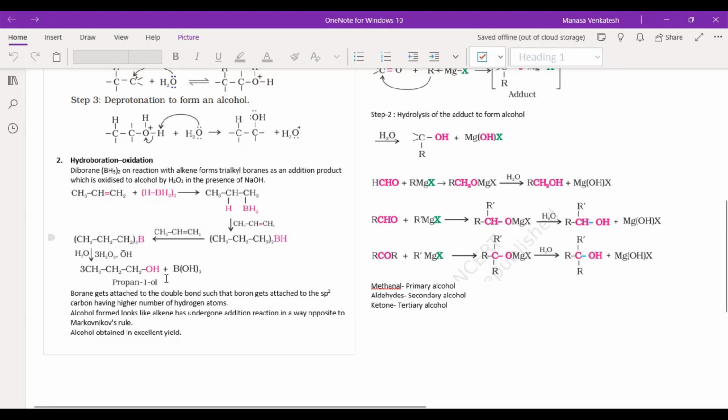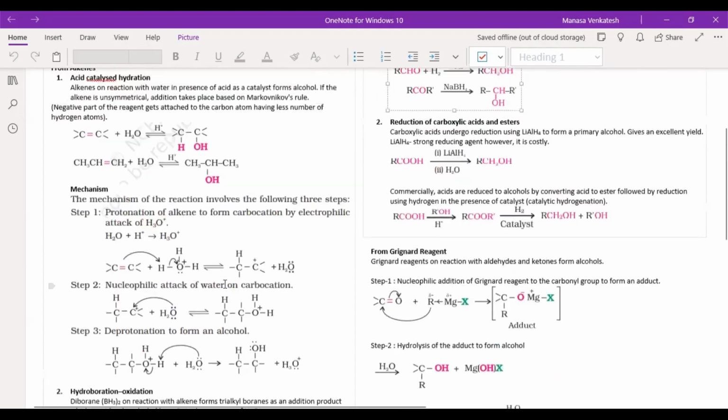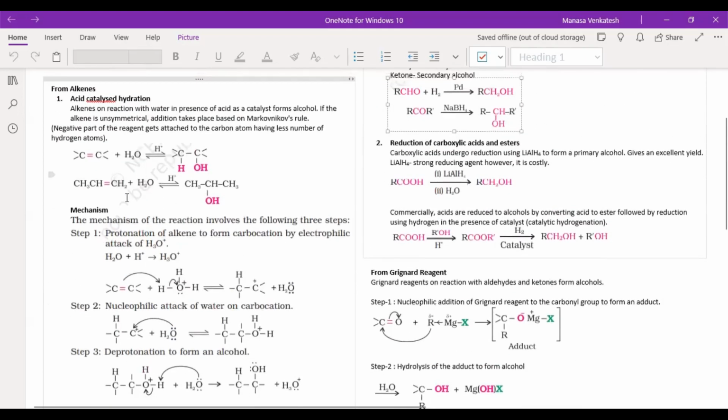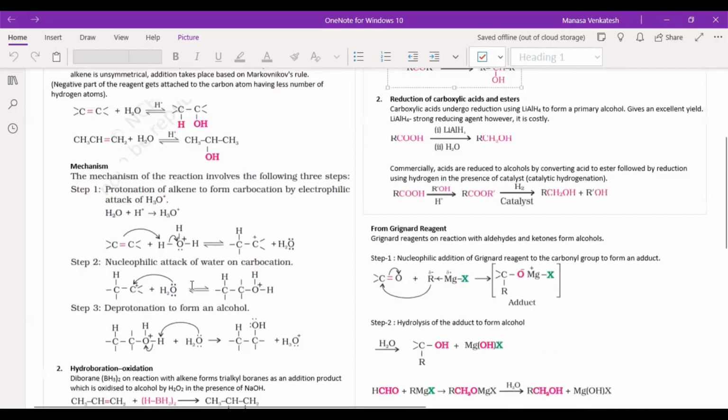Remember, this particular reaction looks like it has undergone anti-Markovnikov addition, because if it followed Markovnikov's rule, you should have had the OH group attached to this carbon atom, but it's actually attached to the last carbon atom. Also, the alcohol obtained is of excellent yield. So from alkene, you have acid catalyzed hydration and hydroboration.